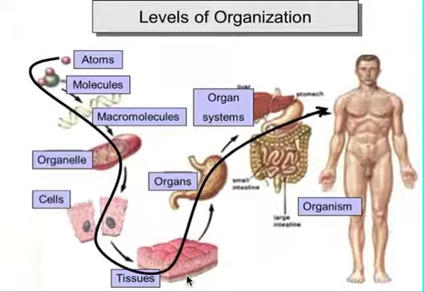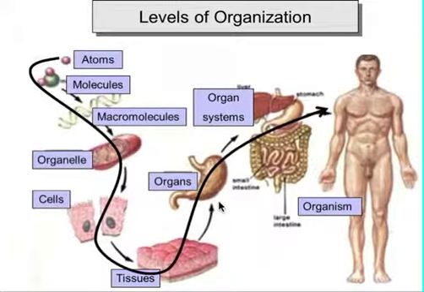Now, as we move on, when we have two different types of tissue working together, two or more different types of tissue forms an organ. This particular organ here that we see is the stomach.